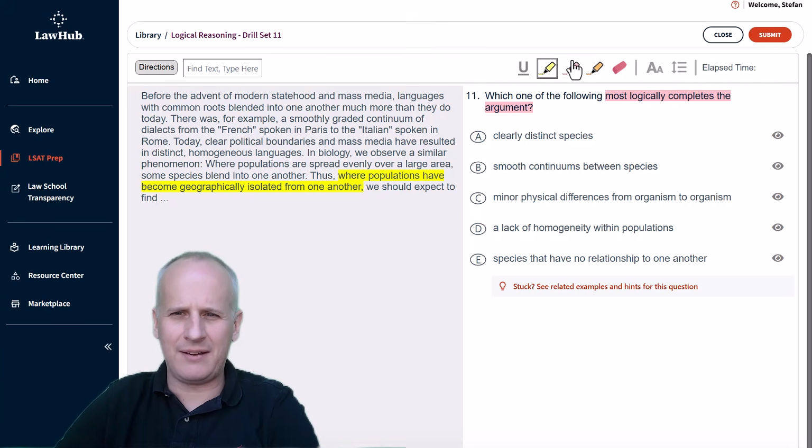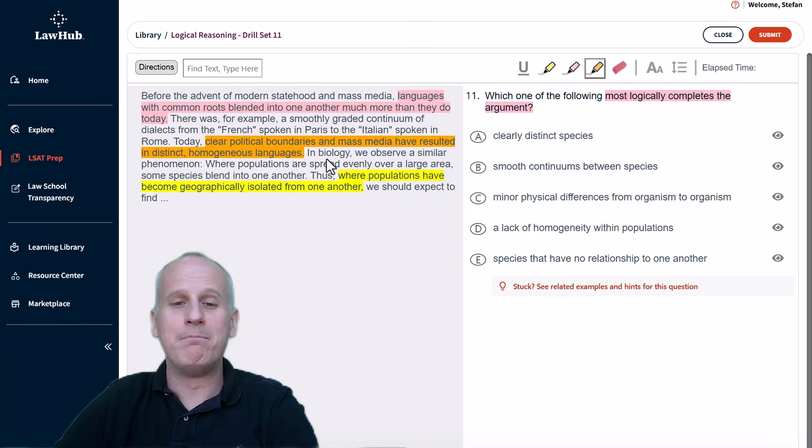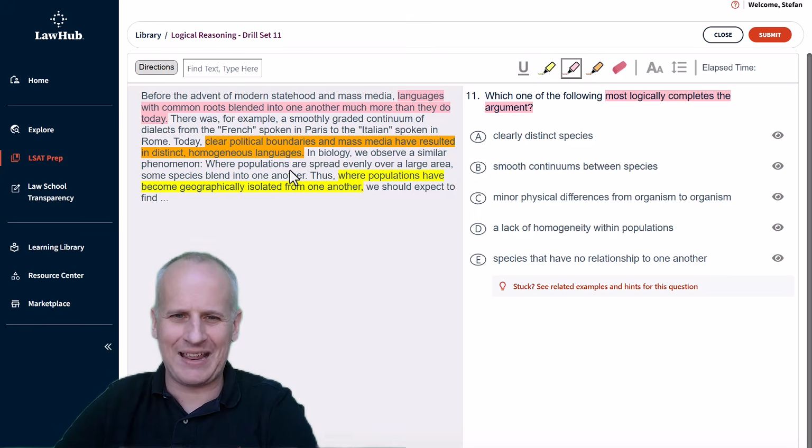So we know that up top, languages with common roots blended into one another much more than they do today. But we know that today, clear political boundaries and mass media have resulted in distinct homogeneous languages. In biology, we observe a similar phenomenon. So we've got this idea that where populations are spread evenly over a large area, they blend into one another. So I'm going to just highlight that in pink, because that's going to match what we had in pink about the languages. And our conclusion should match what we have in orange about the languages. We're going to have distinct homogeneous species, basically. So we just have that matching.